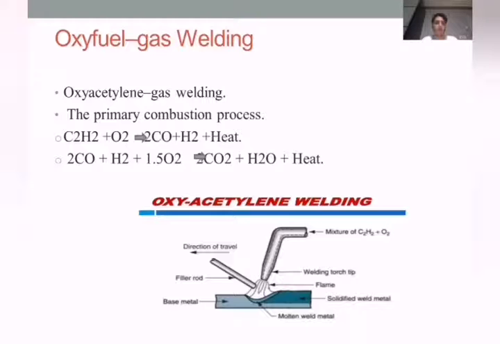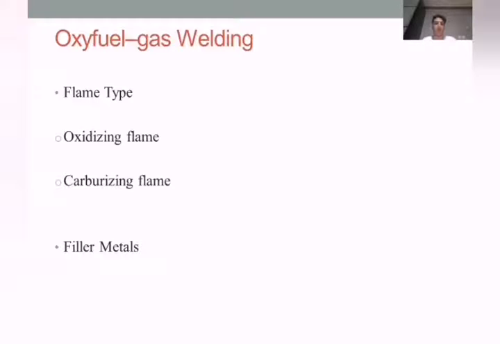And we have here in the picture the gas mixture entering the welding torch and generating a flame to melt the metal. In the next slide, we will talk about the flame types. The proportion of acetylene and oxygen in the gas mixture is an important factor in oxyfuel gas welding. At a ratio of 1 to 1, neither should exceed the other. If the oxygen exceeds the acetylene, we call it an oxidizing flame. In a carburizing flame, the acetylene exceeds the oxygen.